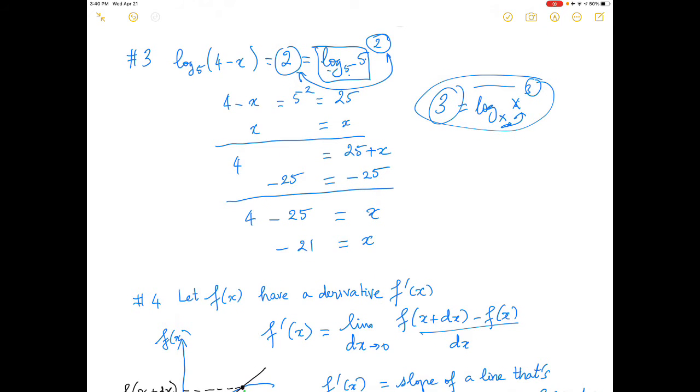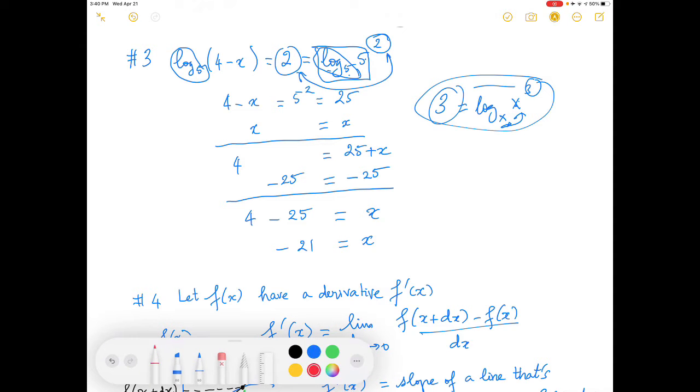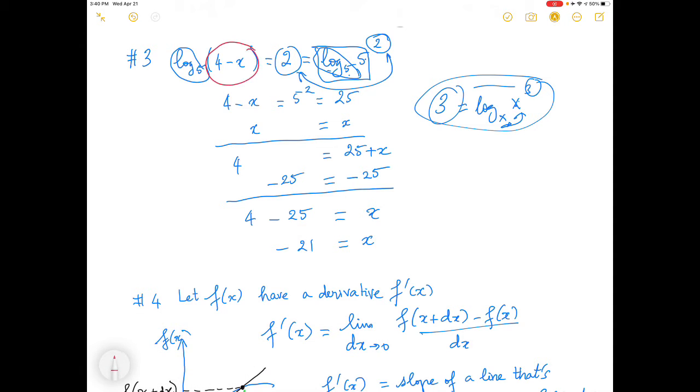So now that both sides are based on log base 5, this number here would be equal to this number. So therefore we have this equal to this. And this is 5 raised to the power of 2, meaning 5 times 5, and that's 25. So now we start solving the problem.